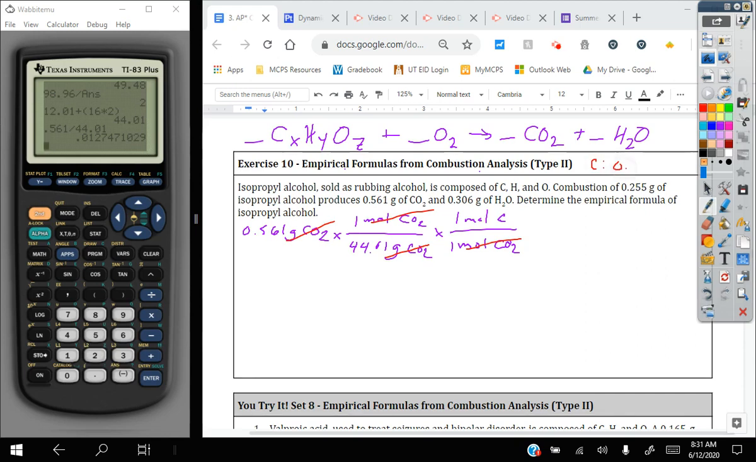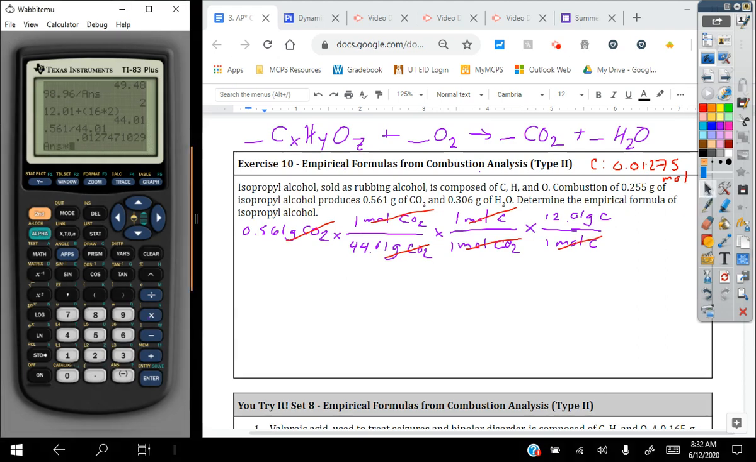Moles of C that we have is 0.01275, I guess, for now, moles of C. And I'm just going to save that number. And then I'm going to convert this to grams, because I'm going to need those grams to figure out my oxygen in a little bit. I know I've got 12.01 grams of carbon, which is what I want. That's my molar mass, over 1 mole of carbon. And that way the moles of carbon cancel. So I can multiply times 12.01.